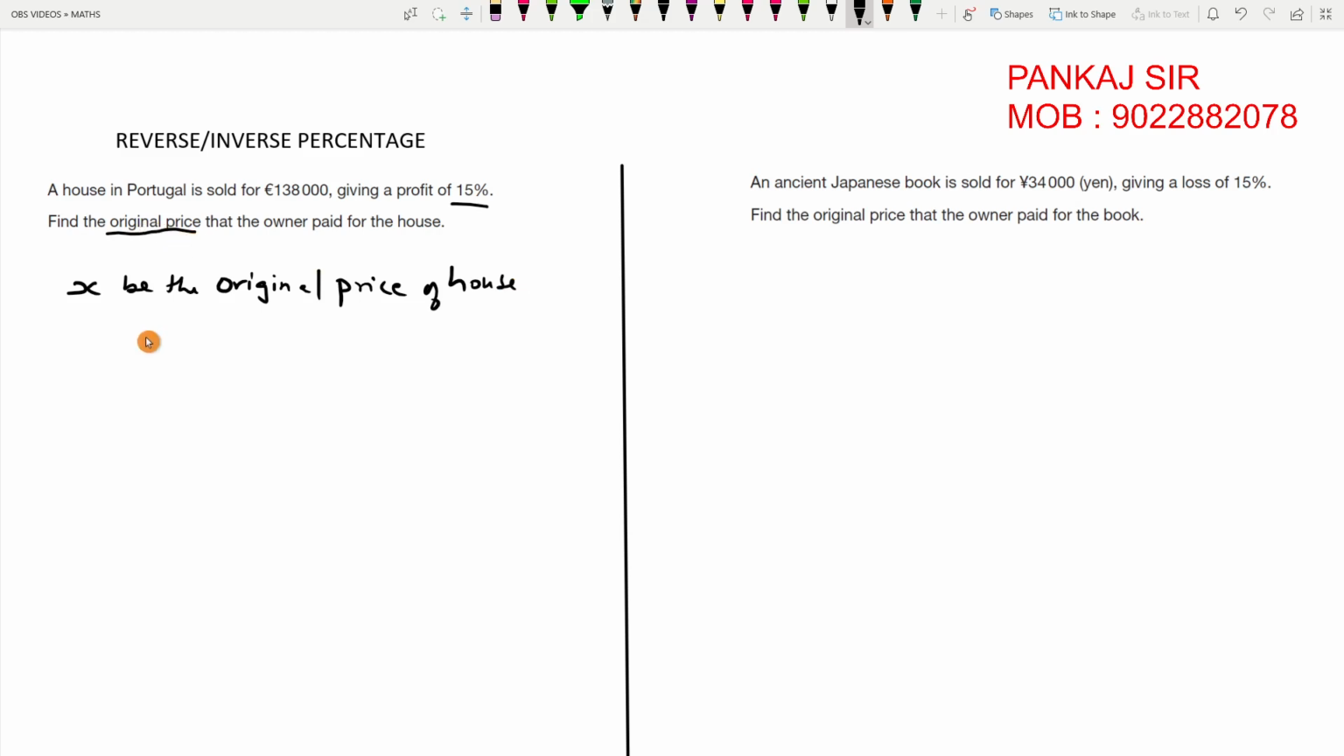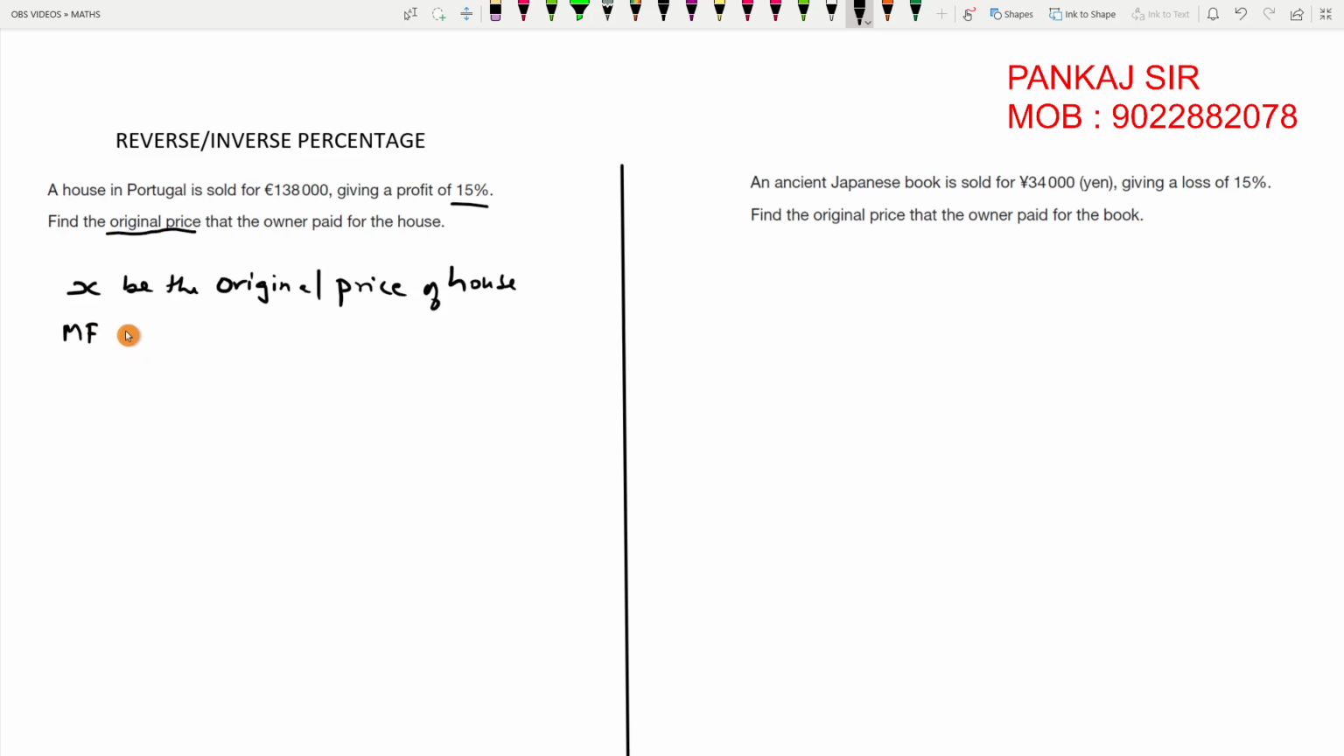Now to deal with this question, first of all, let me tell you why this particular question is known as a reverse percentage or an inverse percentage question. The reason is, here you are asked to find out the original price of the house from the present price, right? And the problem is such that from the present price, you will have to go in the reverse direction to find out the original price.